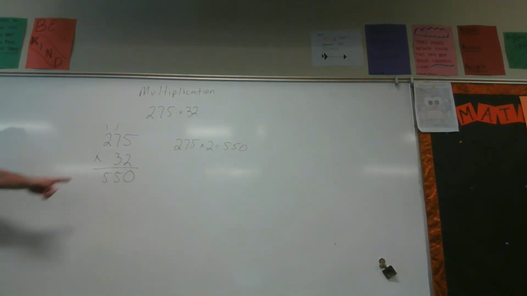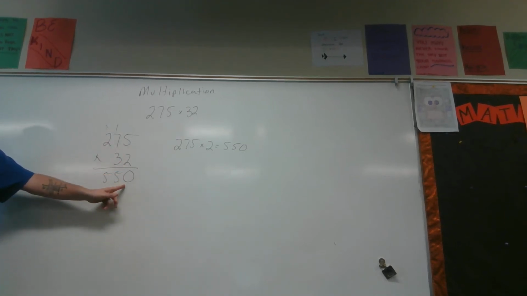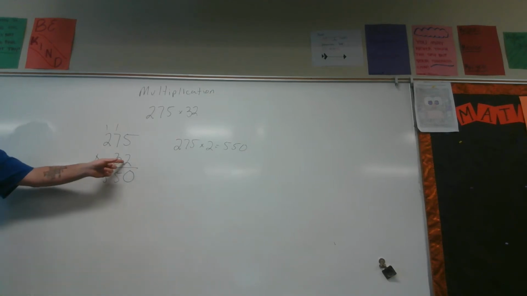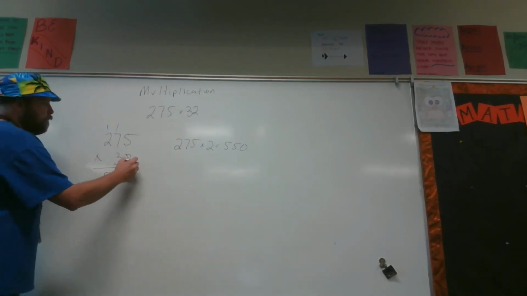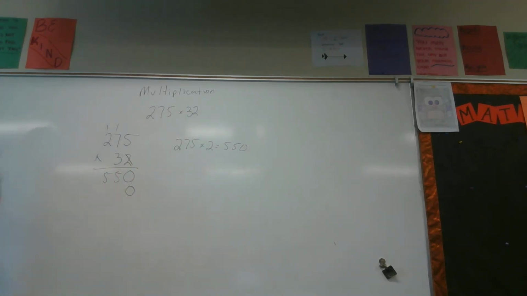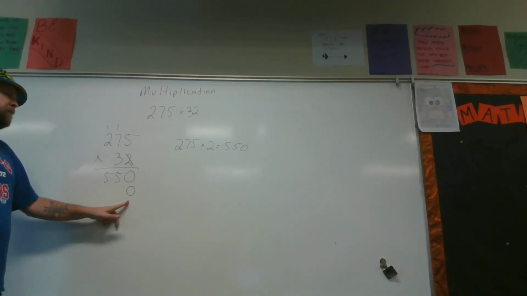Good job. We took our 2. 2 times 5 was 10. But 3 times 2 is 6. I haven't done a 3 yet. I've only multiplied by 2. Now, since I am moving to my tens place, my first number needs to be in my tens place. That is why this 0 has to be here.